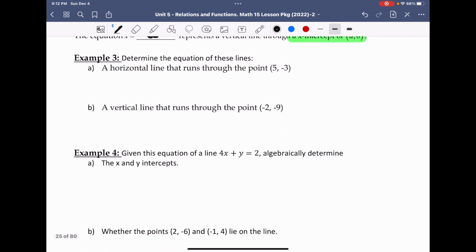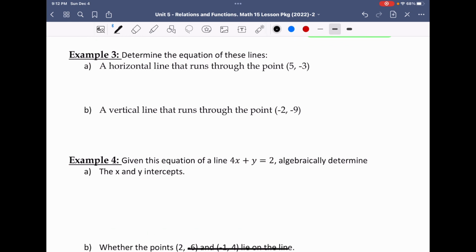All right, in example 3, determine the equation of these lines, a horizontal line that runs through the point 5, -3. Well, if it's a horizontal line running through 5 and -3, horizontal lines have a consistent y value. The equation automatically just becomes whatever the y value is. So if the y value is -3, therefore our horizontal line is y = -3. We have a consistent y value directly across. There's only one y value, so we just have y = -3 representing this line.